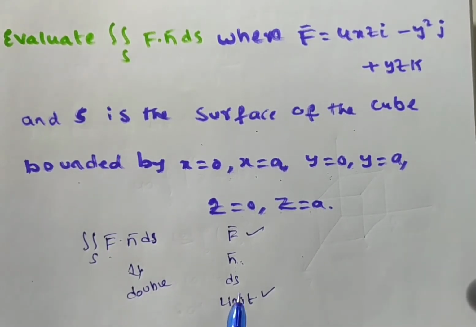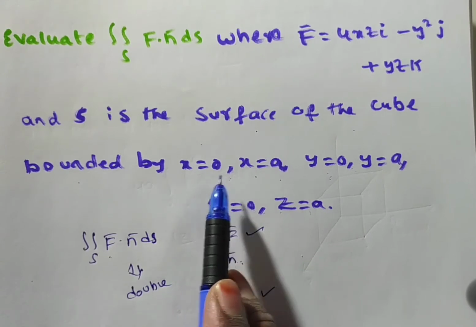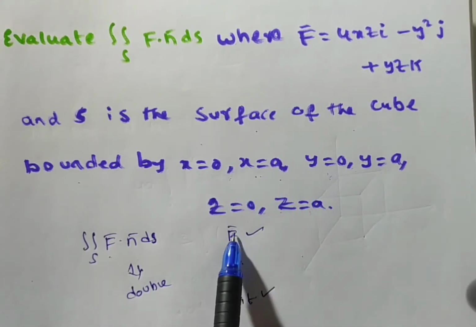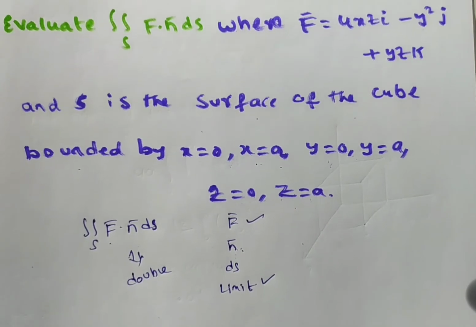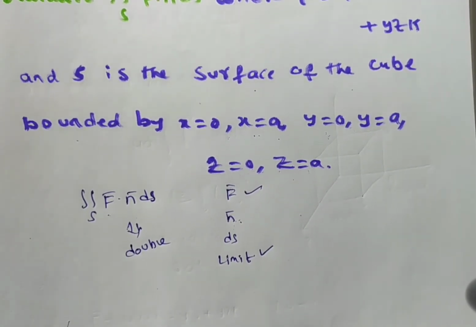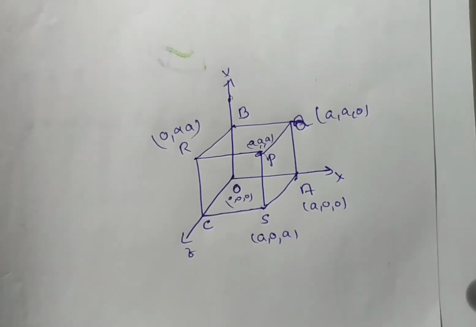So first check what the surface is here. x equal to 0, x equal to a, y equal to 0, y equal to a, z equal to 0, z equal to a. So it is nothing but a cube. So first we have to draw the cube. You see, this is the cube I have drawn already.